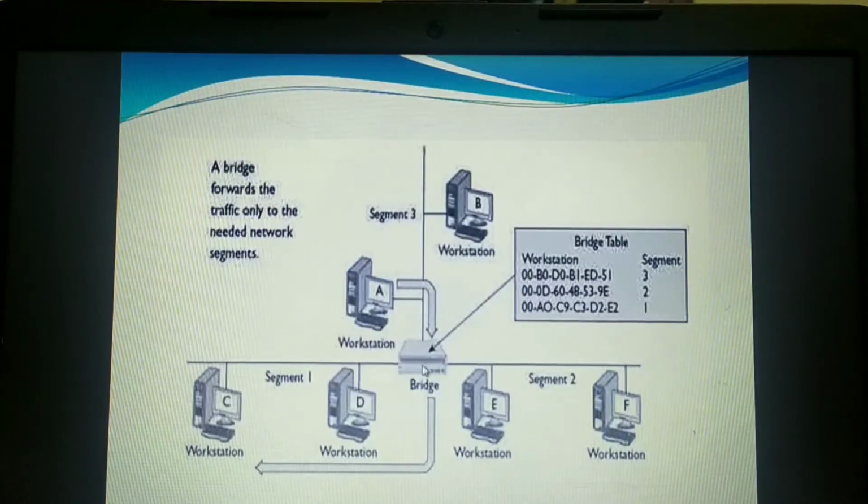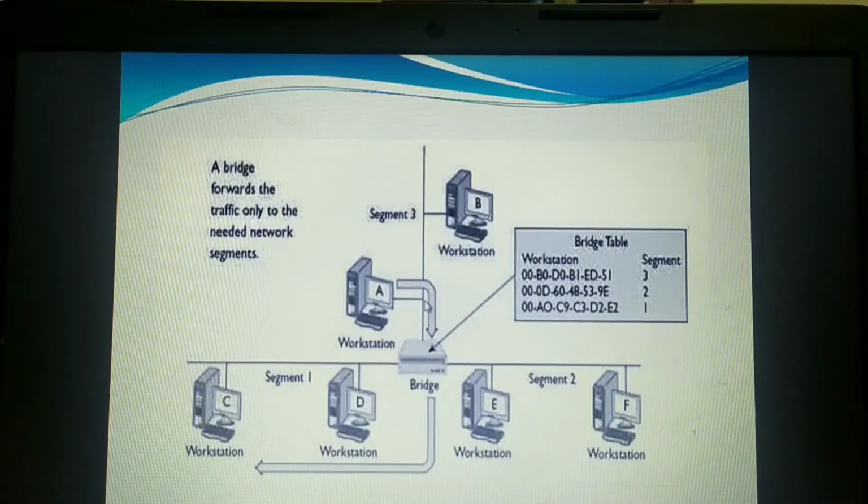As the packet arrives at this bridge, it will examine its bridge table. It will find out the destination physical address, and it will also see which segment it is connected to. Third segment, so the packet will be forwarded directly to the third segment.